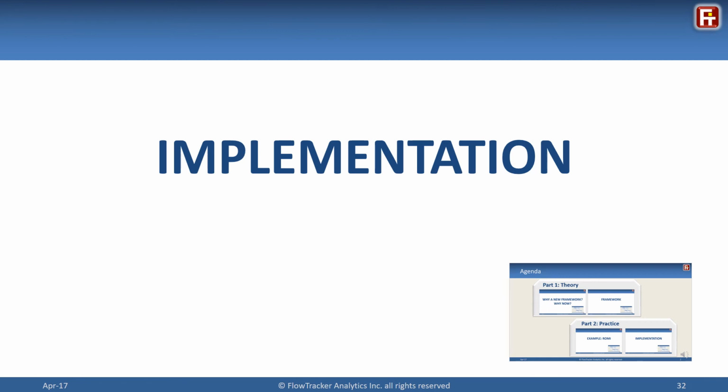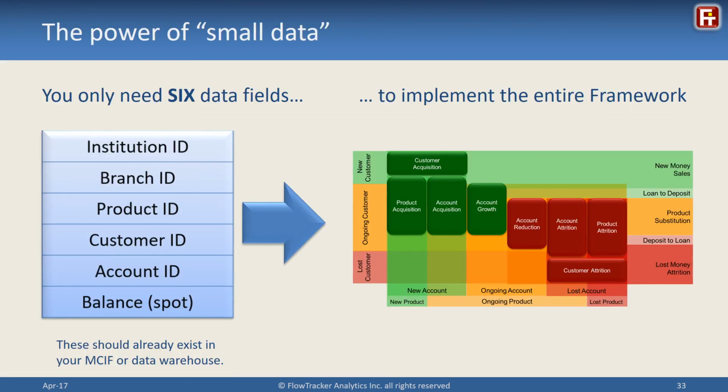So how do you implement this framework? Surprisingly, you only need 6 data fields in order to implement this entire framework. Institution ID, branch ID, product ID, customer ID, account ID, and spot balance. If you can pull that data together, you can have all of this insight into customer behavior and the behavior of your marketing campaigns, your salespeople, and your organization as a whole. If you have a marketing customer information file or a copy of your customer information file that you maintain in time series, you're ready to go.